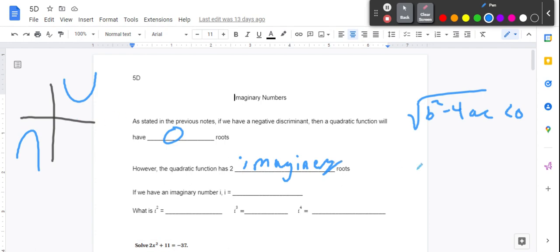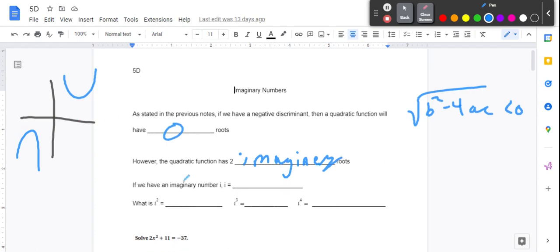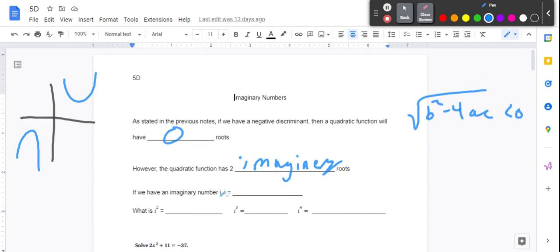Imaginary roots means we need to have an imaginary number. So there's an imaginary number i, where i is the square root of -1. i is equal to the square root of -1.